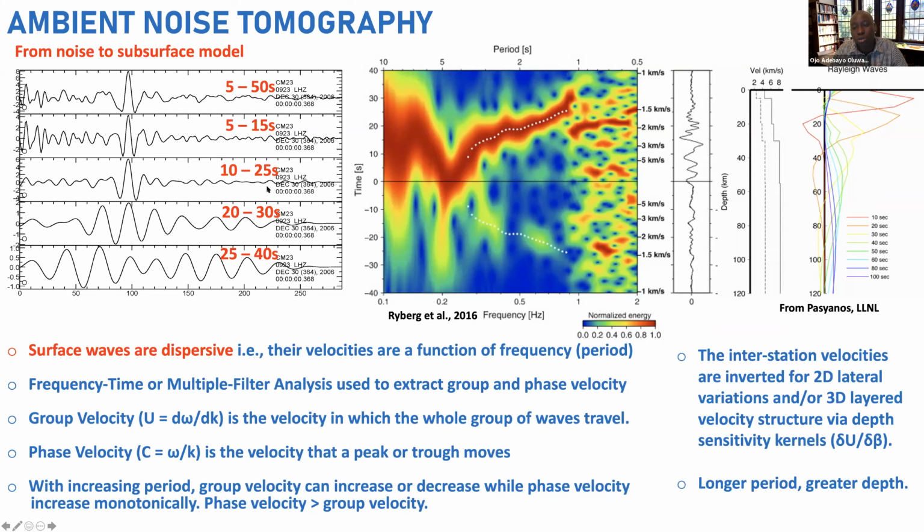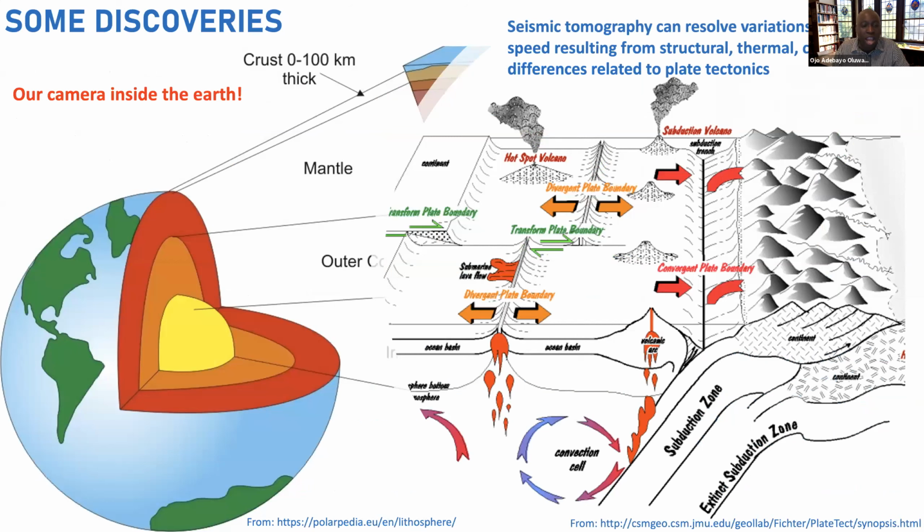After you do that, we apply some time frequency analysis at narrow band periods, and then you will be able to pick the maximum amplitude of your signal and get the speed of the surface wave, either group velocity or phase velocity. You could then map that velocity variation with period to depth using a depth sensitivity kernel. I would just leave that because you would have a hands-on practical, in the interest of time. And so we say seismic tomography is one of the potent tools that we have in seismology.